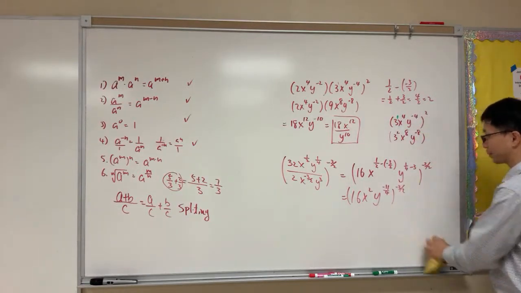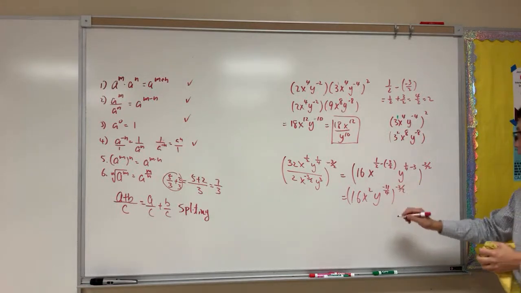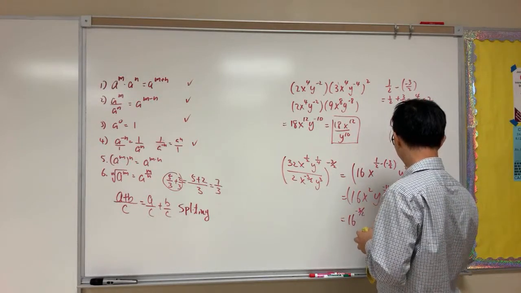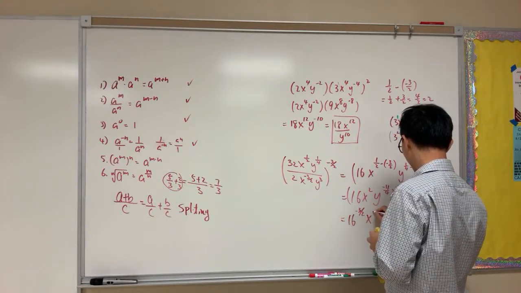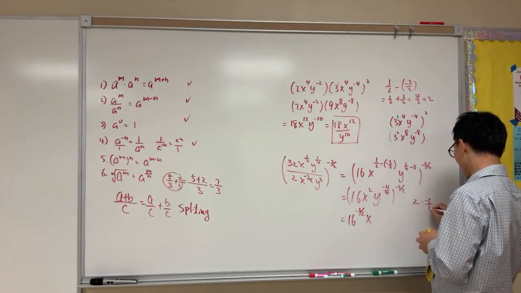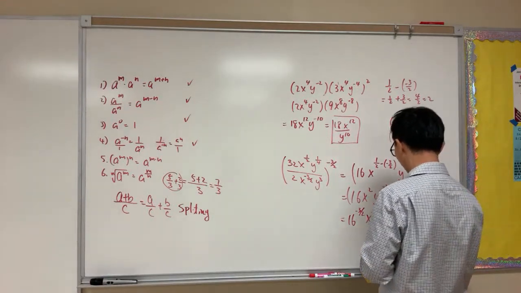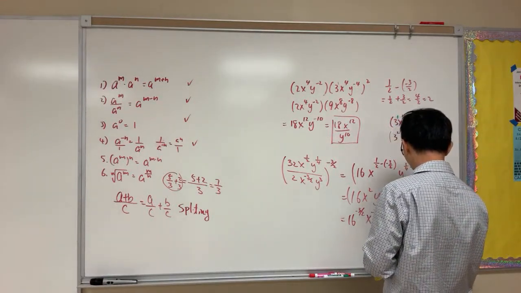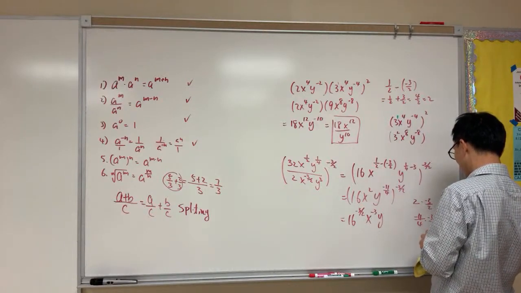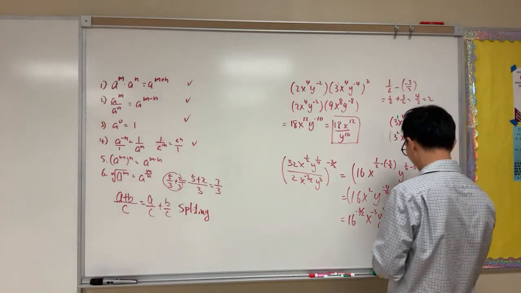So now I'm going to distribute the power inside. So it'll be 16 to the negative 3 over 2, x to the 2 times negative 3 over 2, because they are multiplications. So the 2 cancels out, that's going to be negative 3. And then y is going to be negative 11 times 4 times negative 3 over 2. So that's going to be 33 over 8.